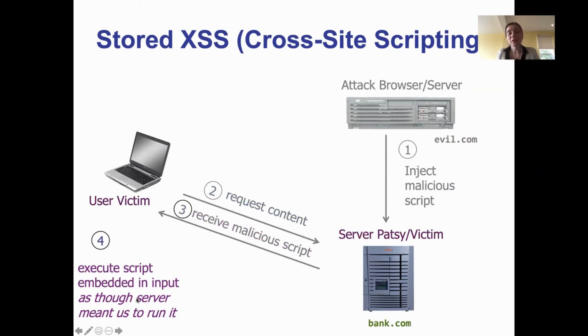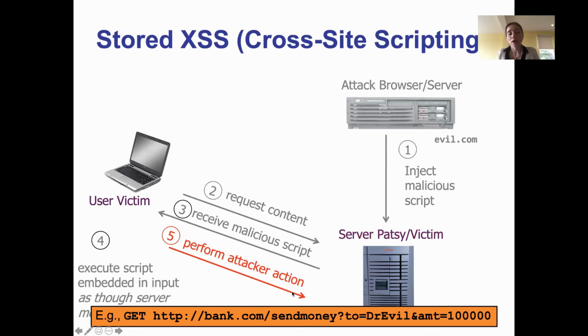The victim is going to execute the script as part of loading the web page, and it runs in the origin of bank.com, which can do a number of bad things. For example, it can perform an action that the attacker wanted on bank.com, and the server will accept it thinking it's from the user victim, such as maybe transferring money. For example, this is the HTTP GET request that sends money to Dr. Evil in a certain amount.